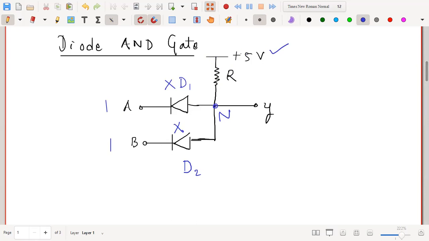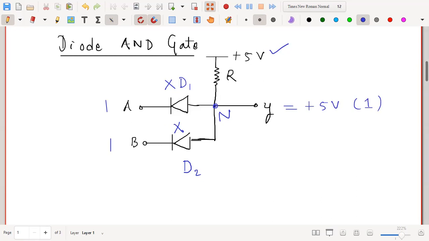Whatever is this positive potential, everything positive potential would appear across this point N. That means the point N would be at a positive potential now. And since the point N is connected to Y, therefore the Y will also be at some positive potential. That means it is at logic 1. Okay, so in this way, a diode AND gate works. I hope it is clear.